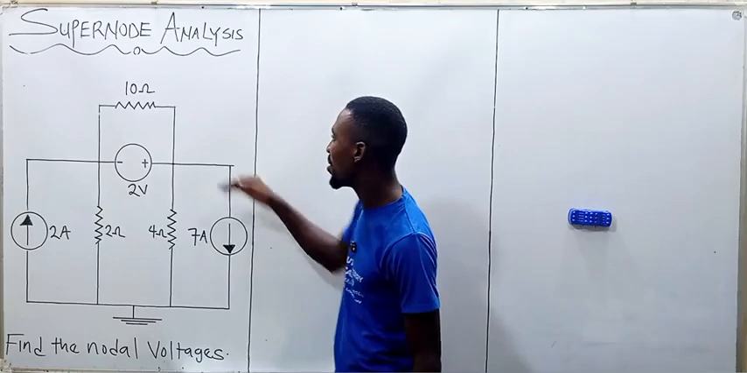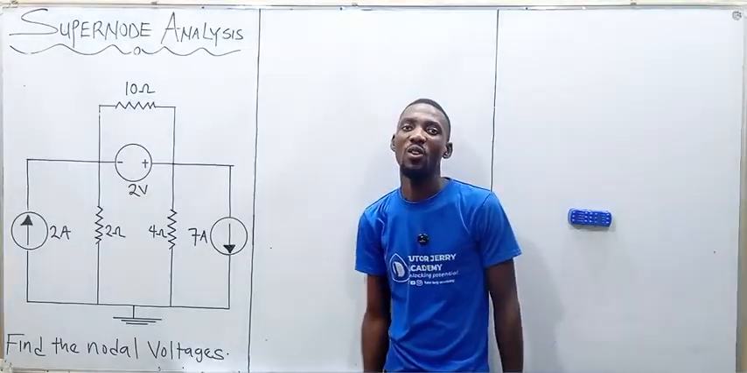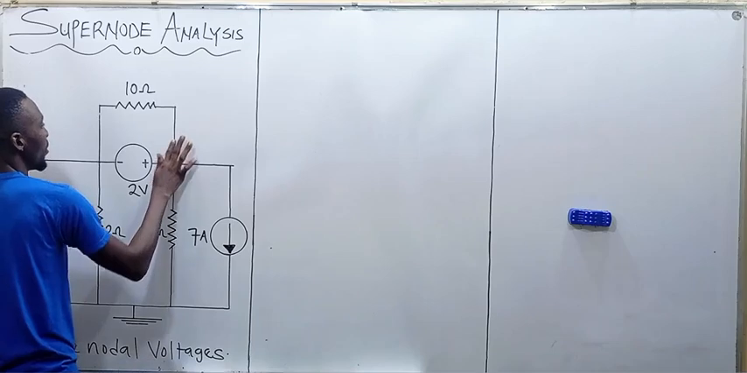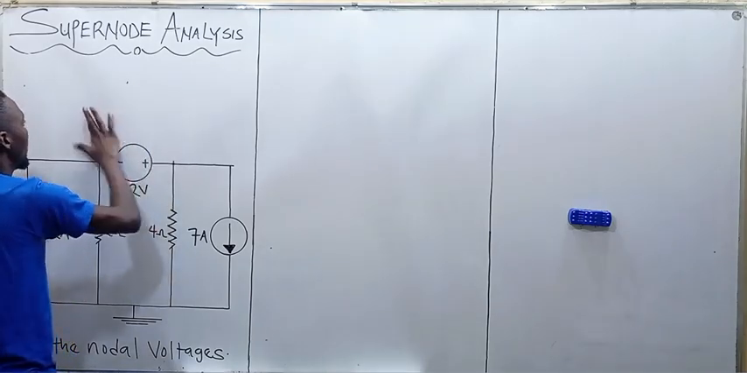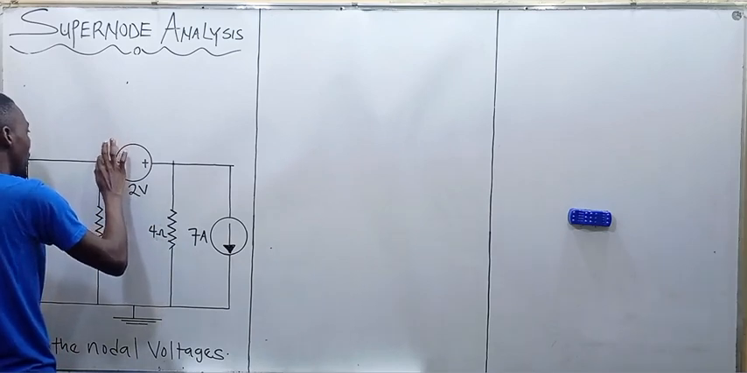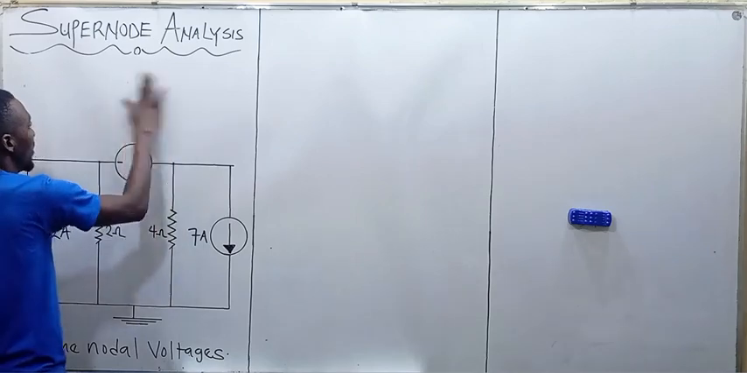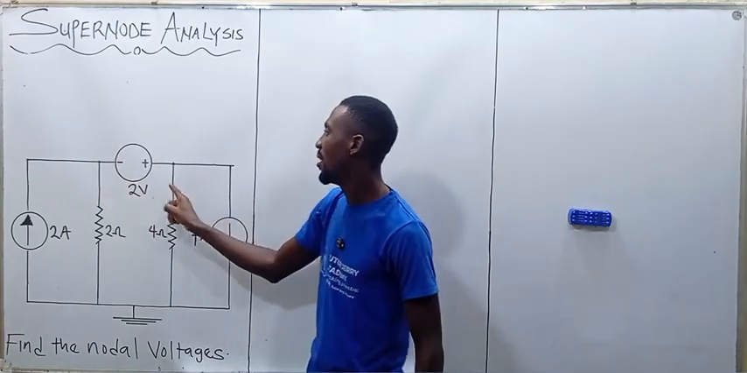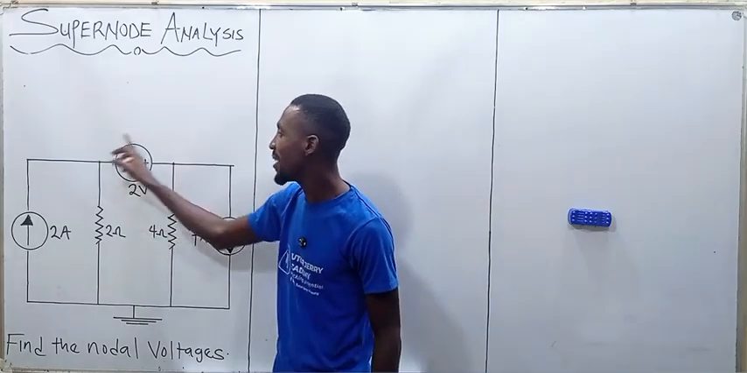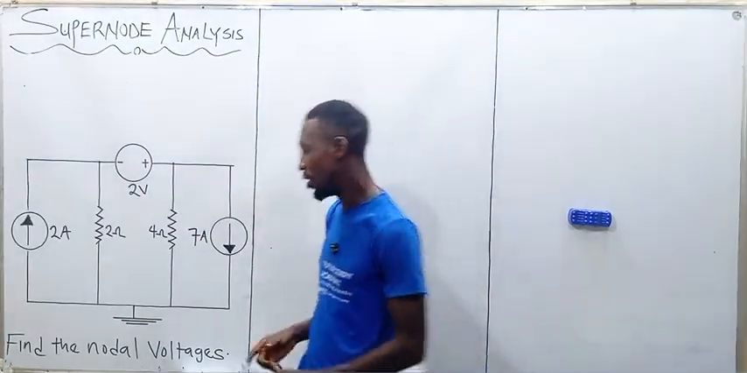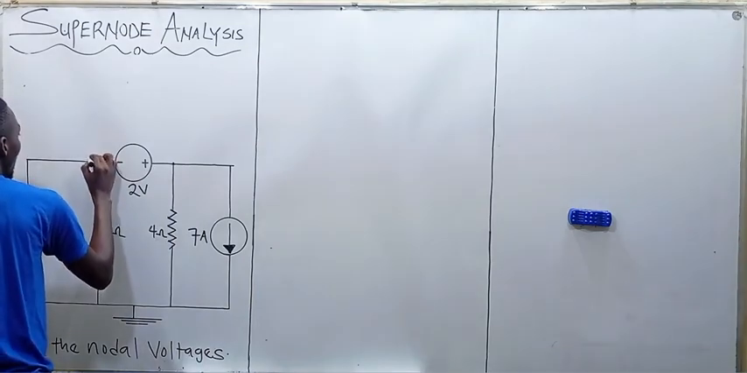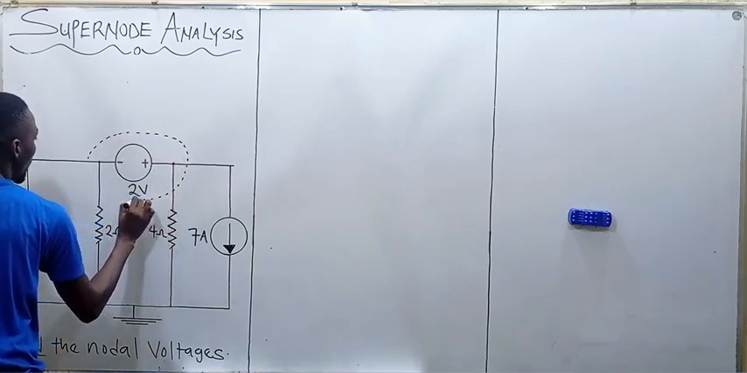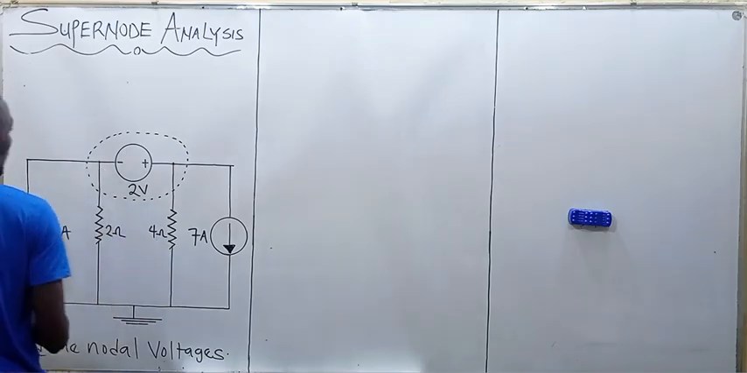redraw the circuit. We are going to redraw the circuit and remove the resistor. I hope you understand. All right, so we are going to remove this resistor here. Now we have removed it. Now we are going to treat this part as a single node. All right, so take note of that.